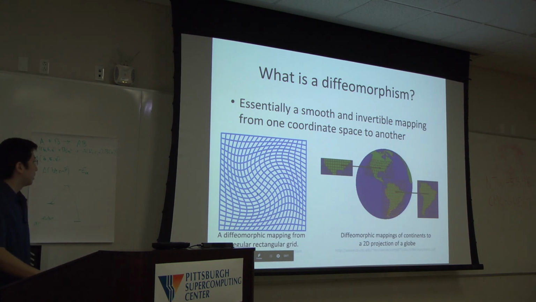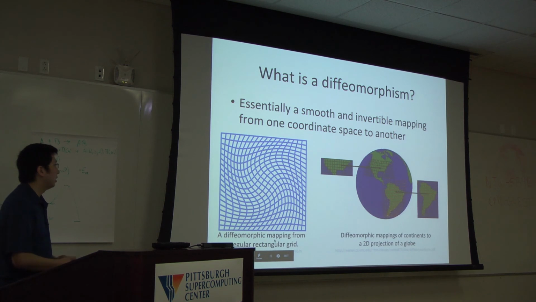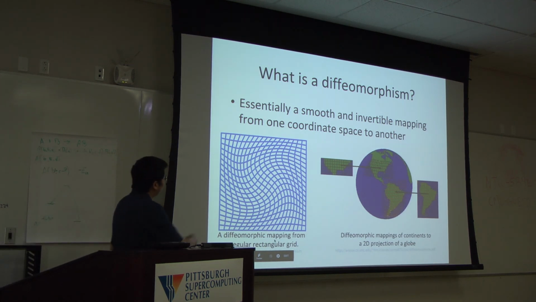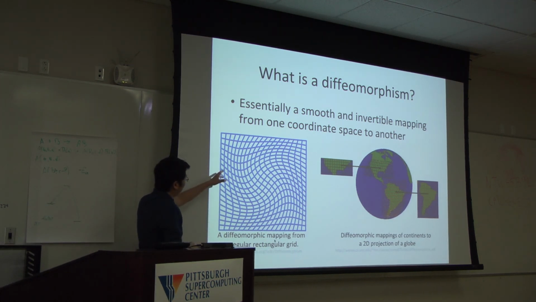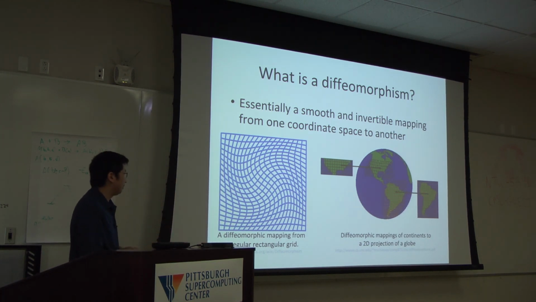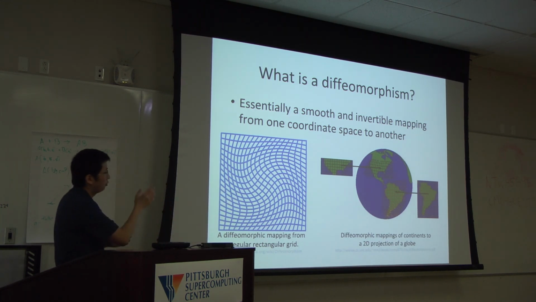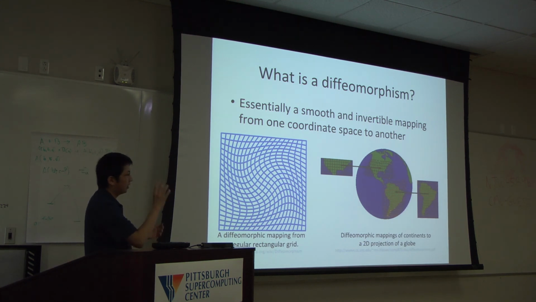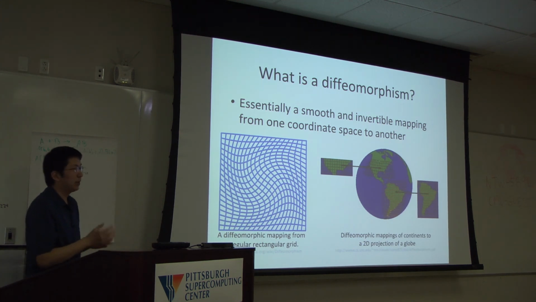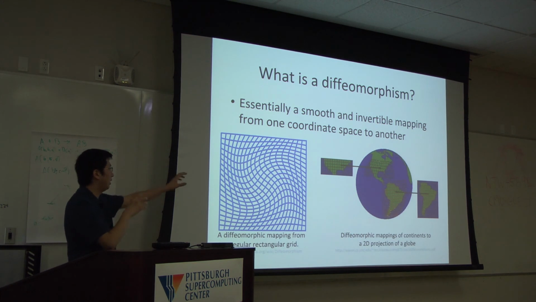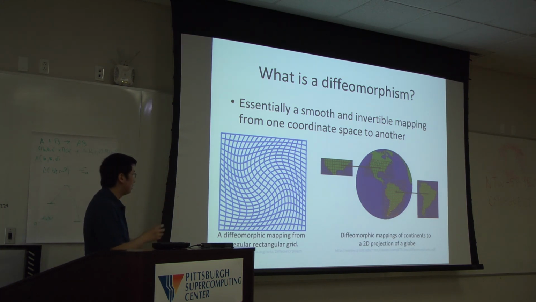Suppose here's a diffeomorphic mapping from the regular rectangle grids. The original one in this grid has straight lines, but we can warp the straight lines to smooth curves, and they are a one-to-one mapping. In this case, we can move the pixels in this grid to specific locations.